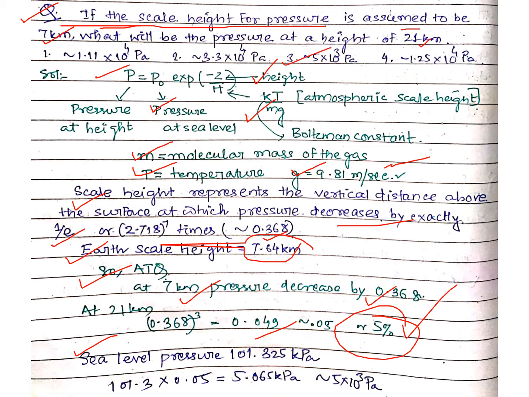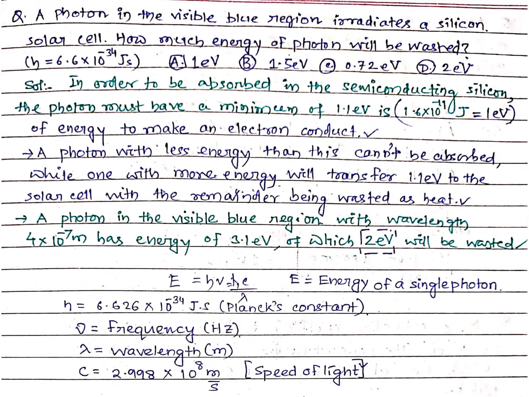I hope you enjoyed this kind of question. This question is from the atmospheric environmental science part. Now on the next slide we will see a question also coming from our energy lesson. What is the question here? A photon in the visible blue region irradiates a silicon solar cell. How much energy of the photon will be wasted?